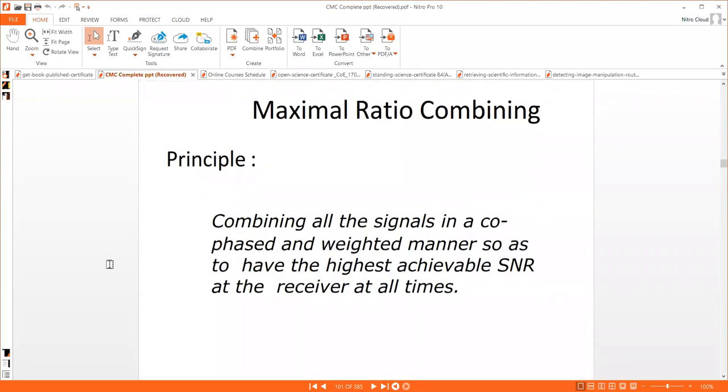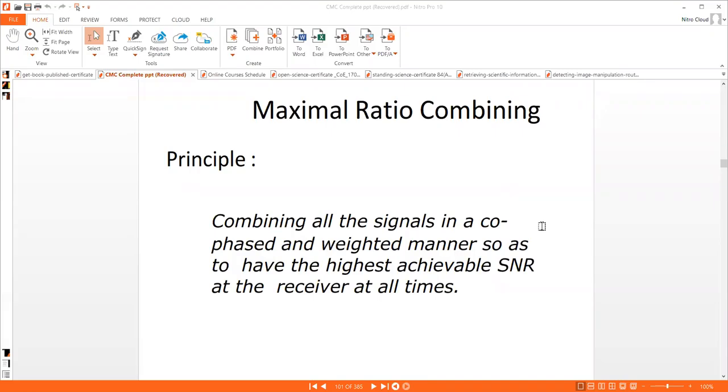Next one, maximal ratio combining. Now, in this maximal ratio combining, what is the principle? Here the principle is simple. It is used for combining all the signals in a co-phased and weighted manner, so as to have the highest achievable SNR at the receiver at all times.